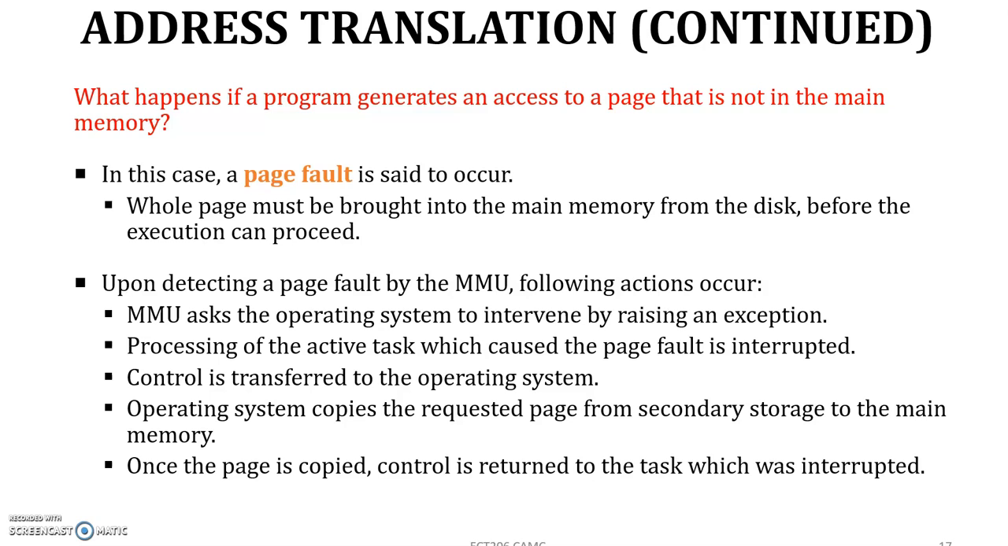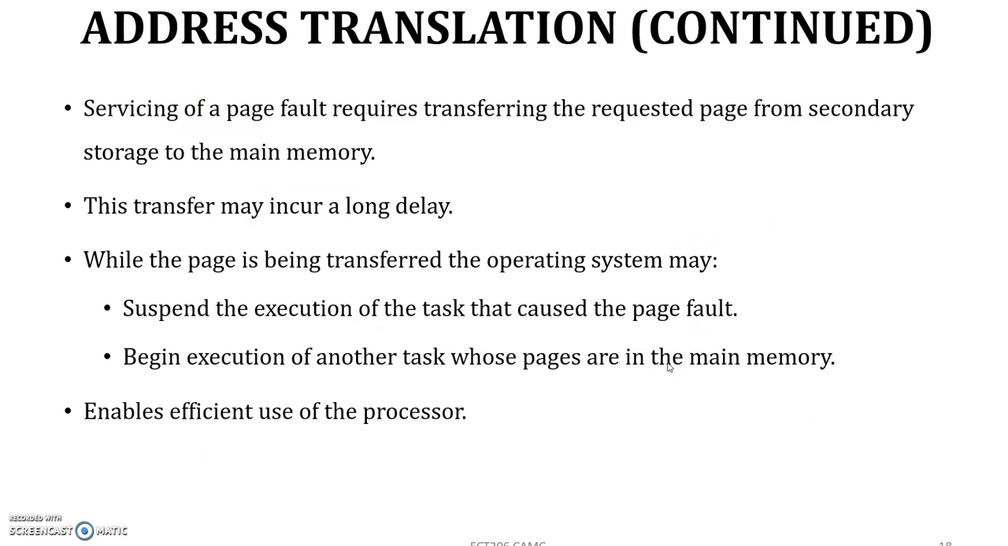Upon detecting a page fault, the memory management unit takes the following actions. It asks the operating system to intervene by raising an exception. The processing of the active task which caused the page fault is interrupted, and control is transferred to the operating system. The operating system copies the requested page from the secondary storage to the main memory. Once the page is copied, control is returned to the task which was interrupted.